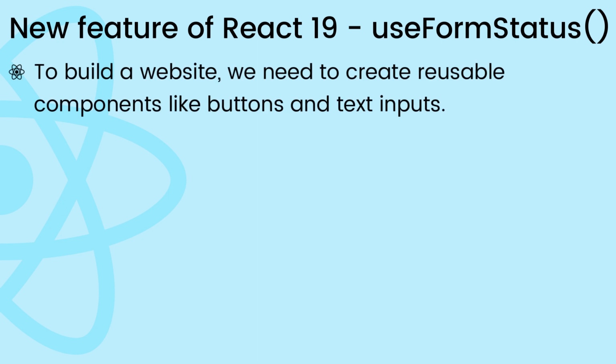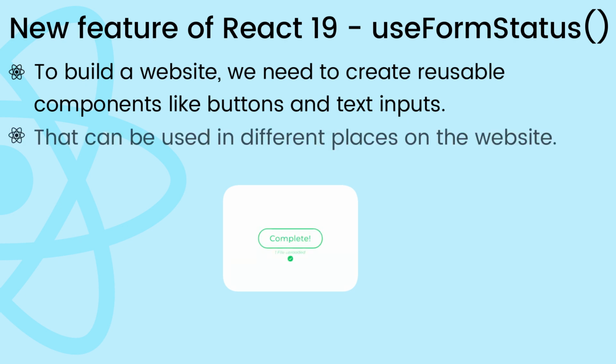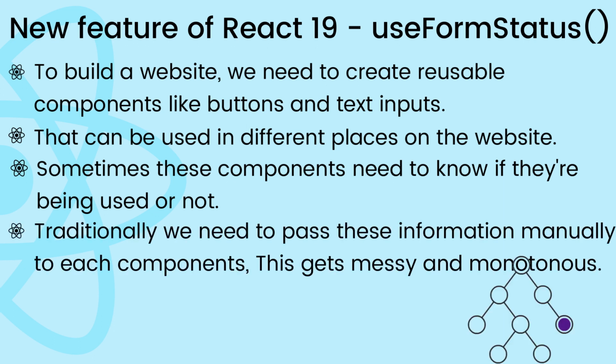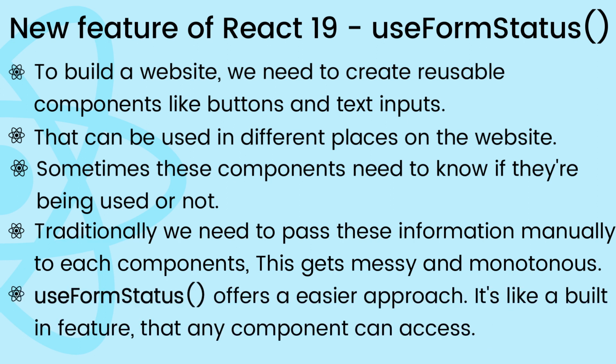For designing a website, we need to create reusable components like buttons and text inputs that can be used in different places on the website. Sometimes these components need to know if they are being used inside a form. Traditionally, we have to pass this information down through each component one by one, which can become monotonous and hard to manage. React's new hook, useFormStatus, offers a simpler approach.